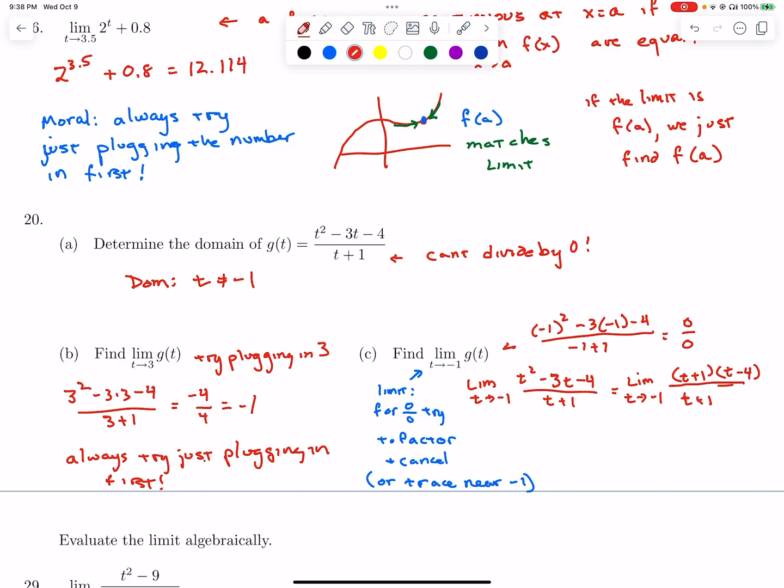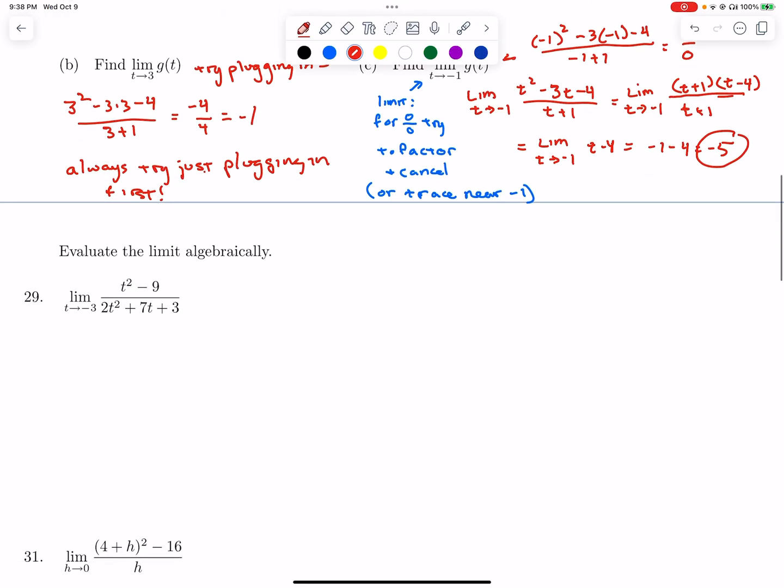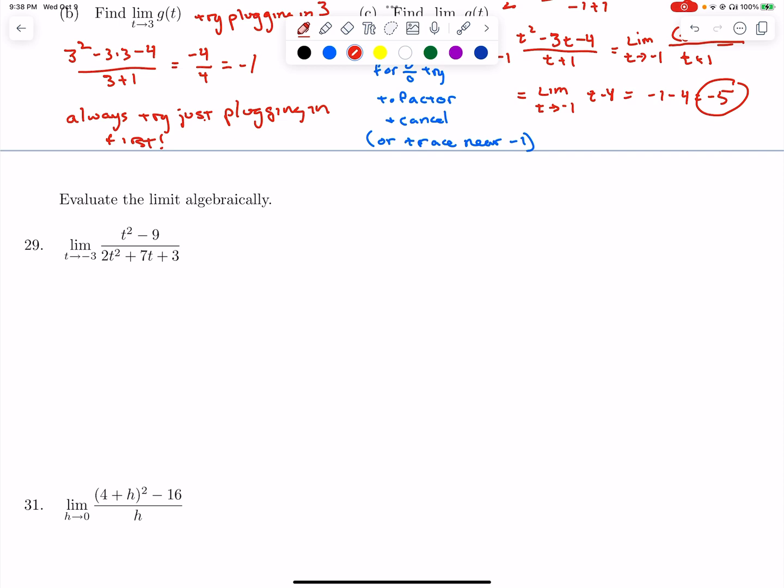All right. We factor and cancel the t plus 1s. And we get -1 minus 4, which is -5. Okay, on to the next one. A few more algebraic steps. Let's see, what have we got?